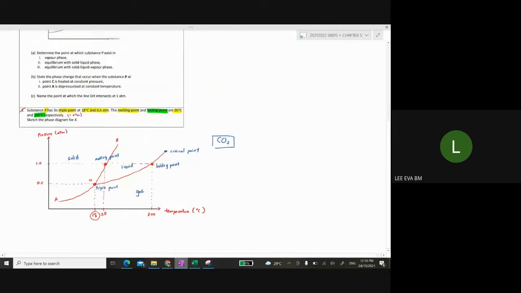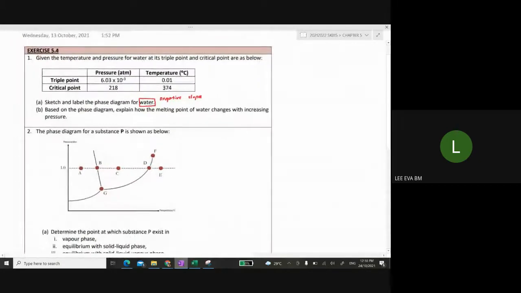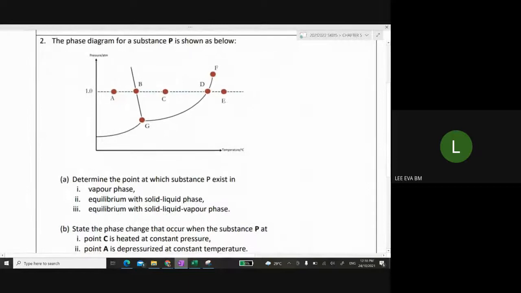For the first one just now, question number 1 was already given as water, but you just needed to label the triple point and critical point only. Okay, let's look a little more at question number 2. We have a phase diagram for substance P. Question A: determine the point at which substance P exists in vapor phase. I will add one more thing: there is a symbol H on the line above point B.